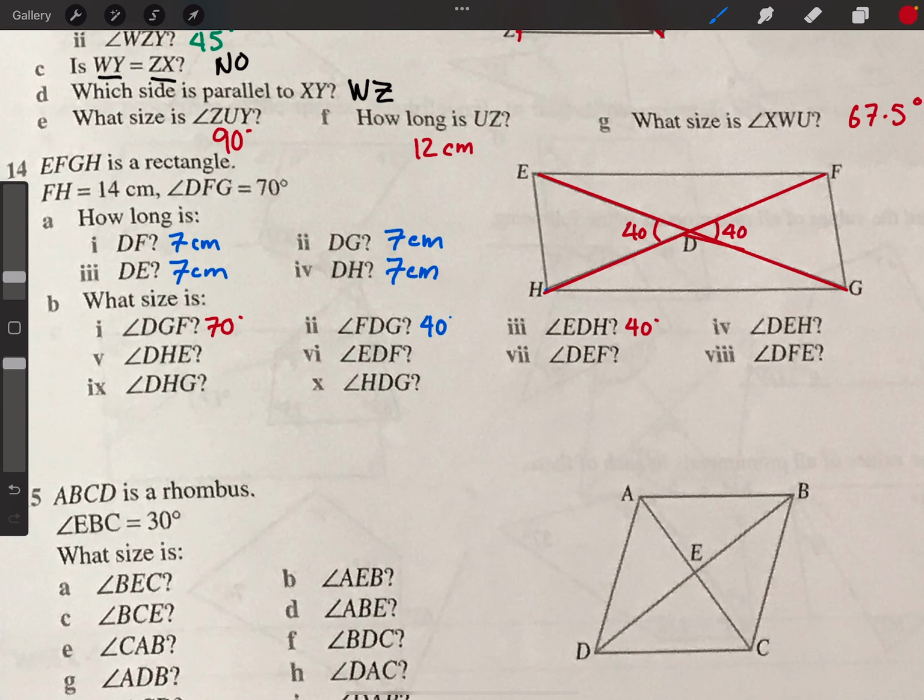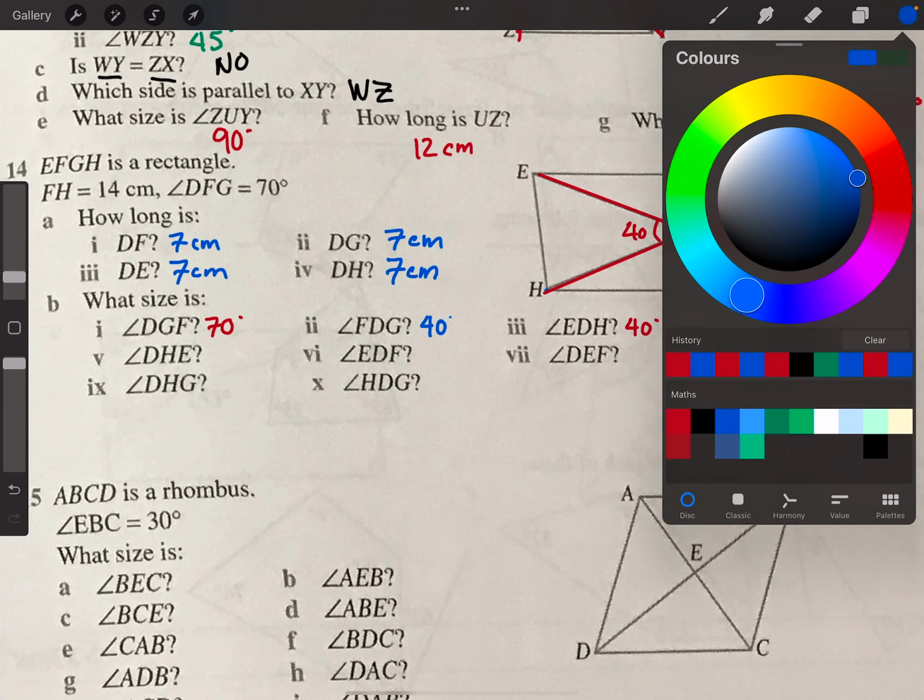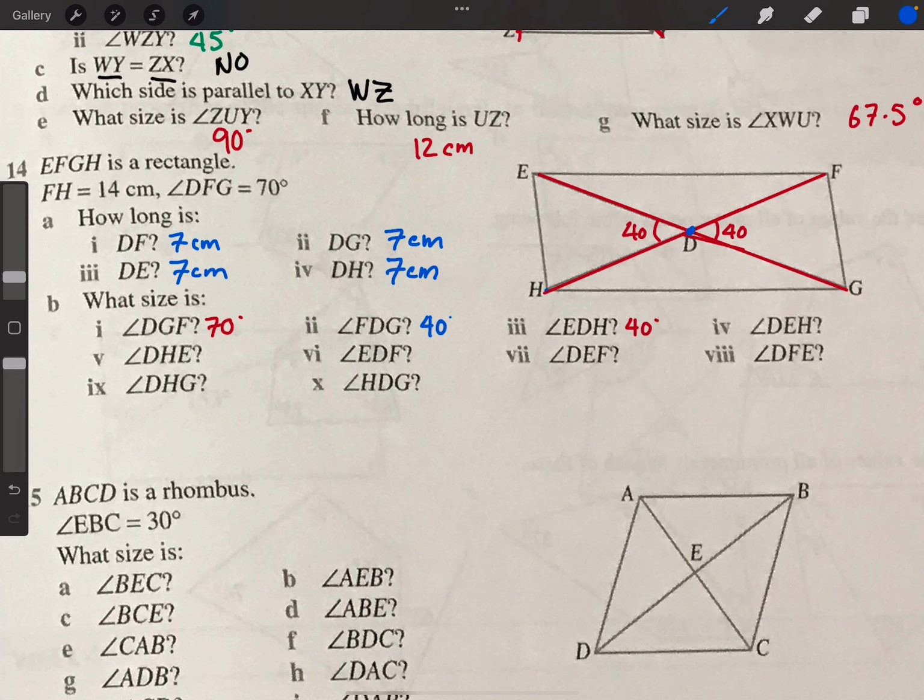Angle DEH. Where's DEH? D, E, and then H. This one here. Well, these two are the same as well, so this must be 70, this must be 70. So that's 70 degrees. DHE is also going to be 70 degrees. DHE is this one here. We know that's 70 because this one is 70 and this is an isosceles triangle, and this is 40.